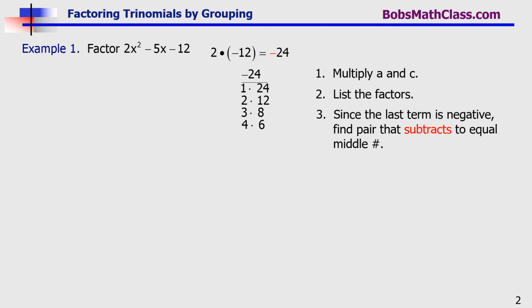So we know what pair we're going to use. If the last sign was a plus, then we would want to find the pair that adds to equal 5. And there is no pair that adds to equal 5. So we're going to use a 3 and 8. Let's circle it. Now, we want to put signs so that it equals -5. So what signs can we put in front of the 3 and 8 that will equal -5?